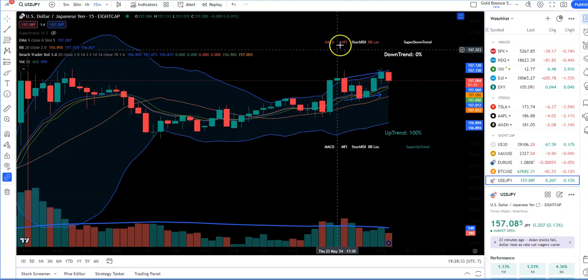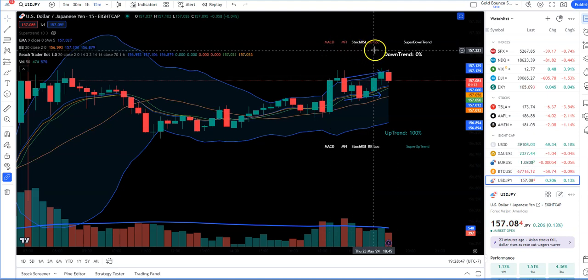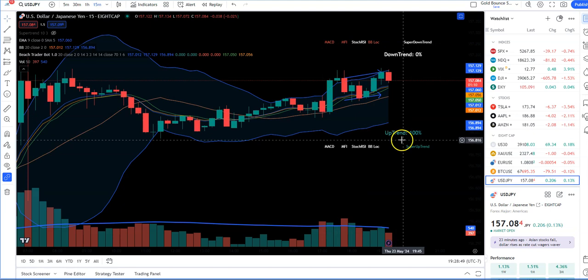We also see where it is on the MACD, MFI, Stochastic, and the Bollinger Band lock. When it locks in, you know it's at the right spot. So right now this trade is saying everything is good for this to go down, but it's in a 100% uptrend, so we wouldn't trade this to go down.